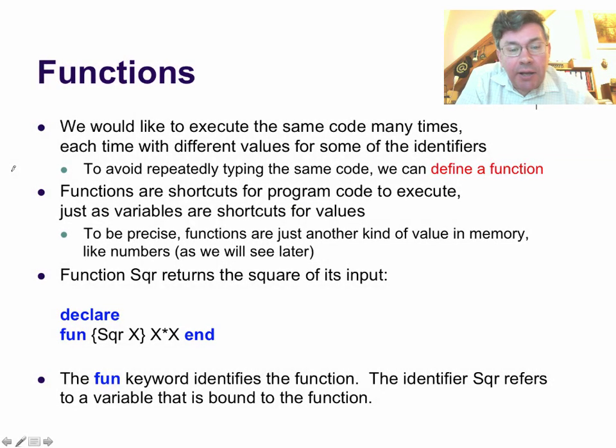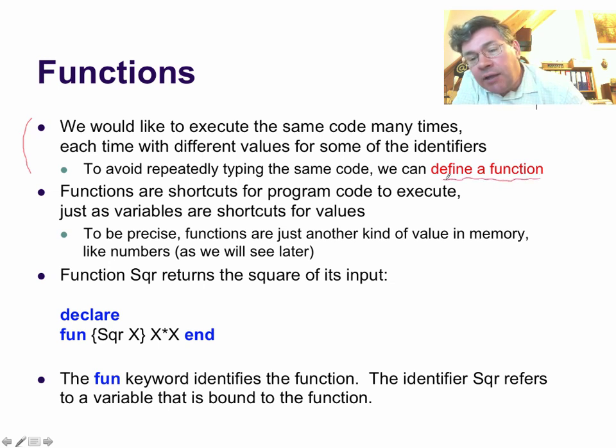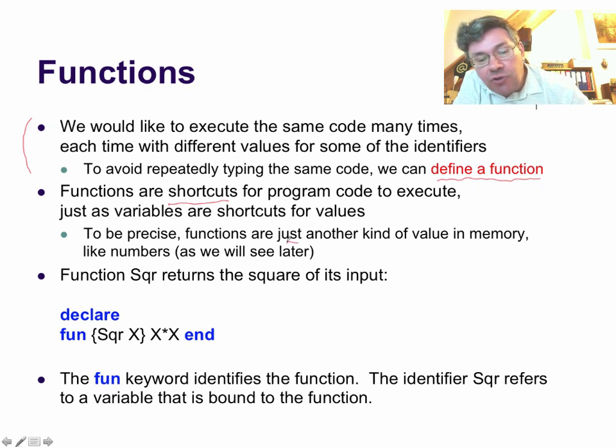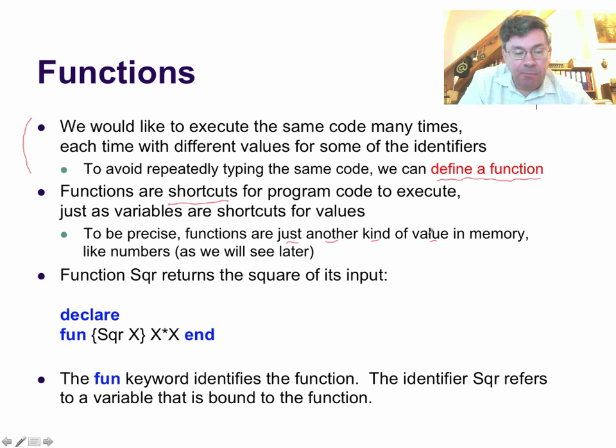So recapitulating, we would like to execute the same code many times, each time with different values for some of the identifiers. So to do that, we define a function. A function is just a shortcut for program code to execute, just like variables are shortcuts for values. And in fact, we can be more precise and say that functions are just another kind of value in memory, which is what we'll see later.